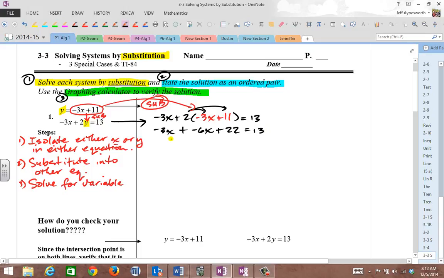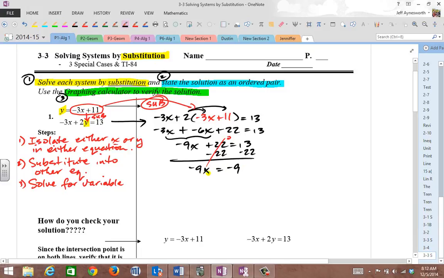We always try to add like terms, and I see some like terms right here. Negative 3x plus negative 6x is a negative 9x plus 22. That's equal to 13. Always add the opposite first before you do any division. It's easier. So subtract 22, or you can say add a negative 22 to both sides, however you want to say it. These opposites cancel out to 0, as you guys already know. So we have negative 9x equals 13 plus negative 22, which is a negative 9.